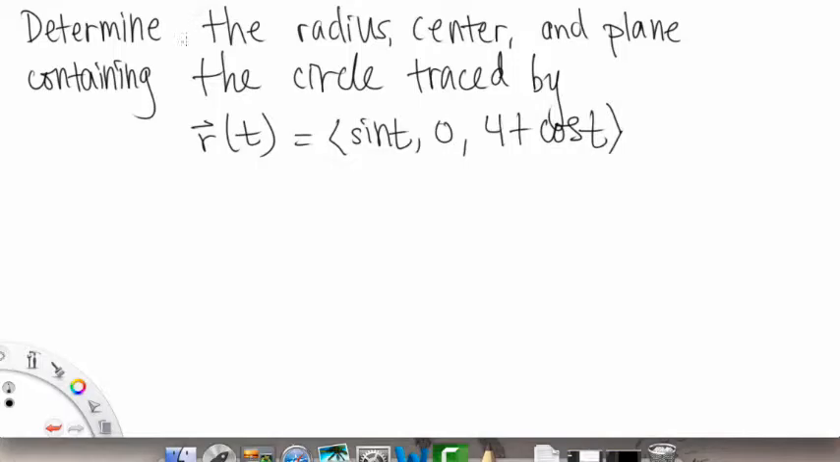So this first example says to determine the radius, center, and plane containing the circle traced by the given parameterization, which is r of t equals sine t, 0, 4 plus cosine t.